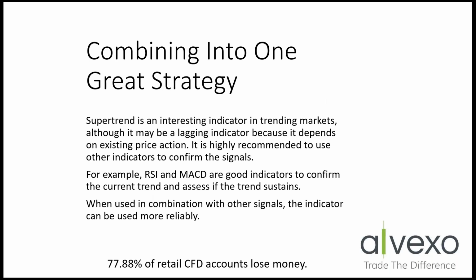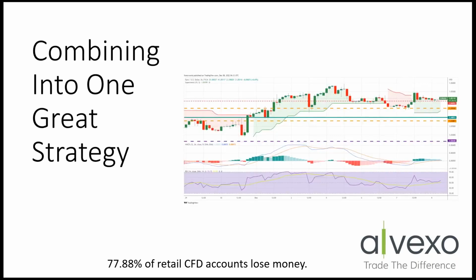So the SuperTrend is an interesting indicator in trending markets, although it might be a lagging indicator because it depends on existing price action. It's highly recommended to use other indicators to confirm signals. So for example, RSI and MACD are good indicators to confirm the current trend and assess if the trend will sustain. When used in combination with other signals, the indicator can be used more reliably.